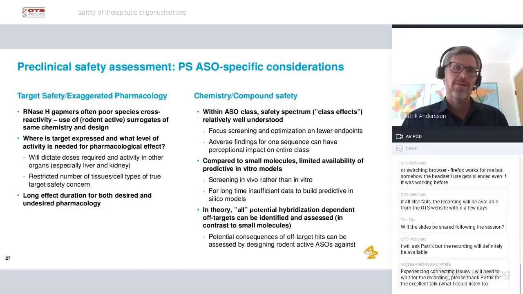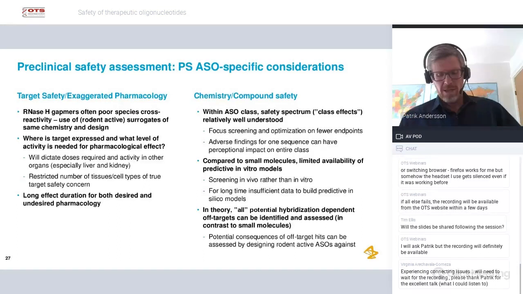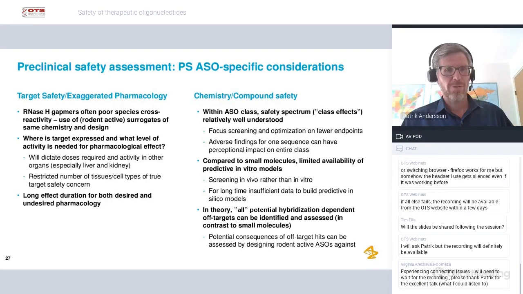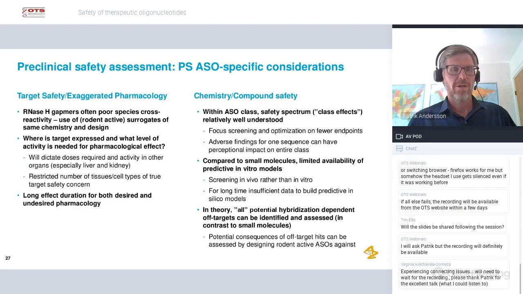And that will then obviously give a higher uptake, which is not compound specific but rather chemistry specific, into liver and kidney as well, and other tissues. There are a restricted number of tissue cell types where, at clinically relevant doses, they will take up enough oligo to constitute a true target safety concern, i.e. that the knockdown, in this case with gapmers, will be sufficient to constitute an effect or a concern.